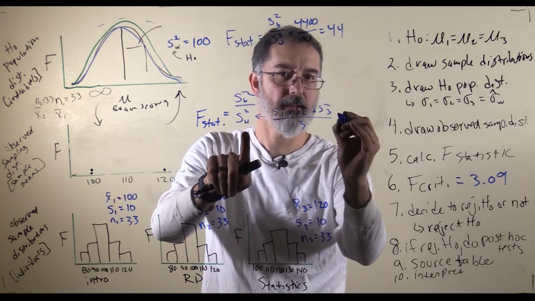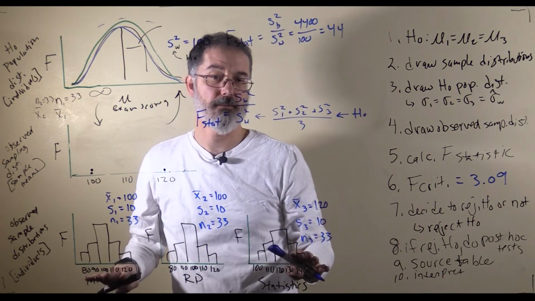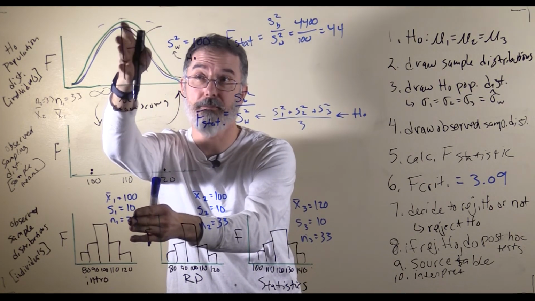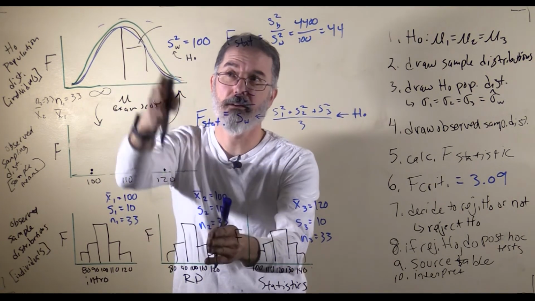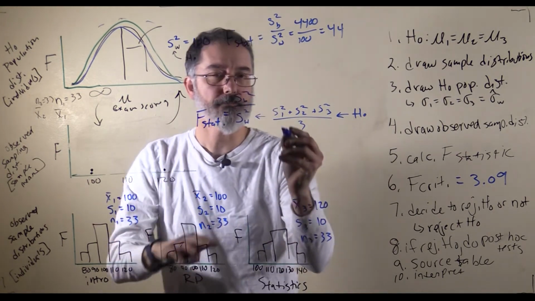And this is how much variability you expect if the null hypothesis is true. Because this is one estimate of how much variability there is in the population if the null hypothesis is true, this is another estimate, and that's a third estimate. So we're just averaging them together.